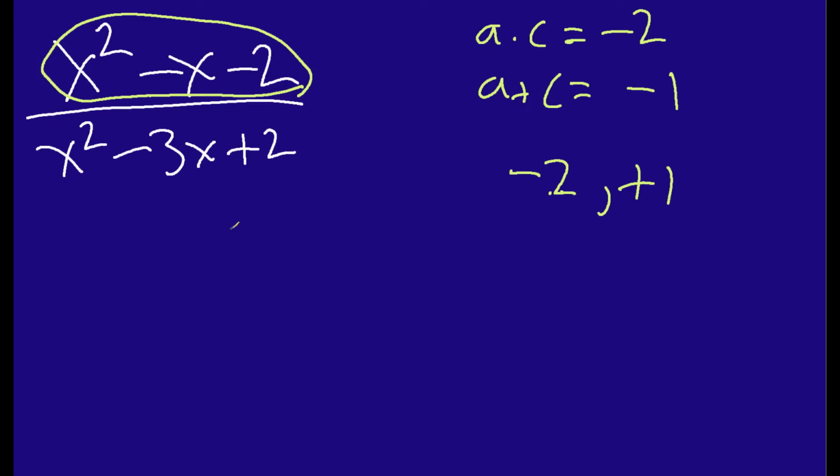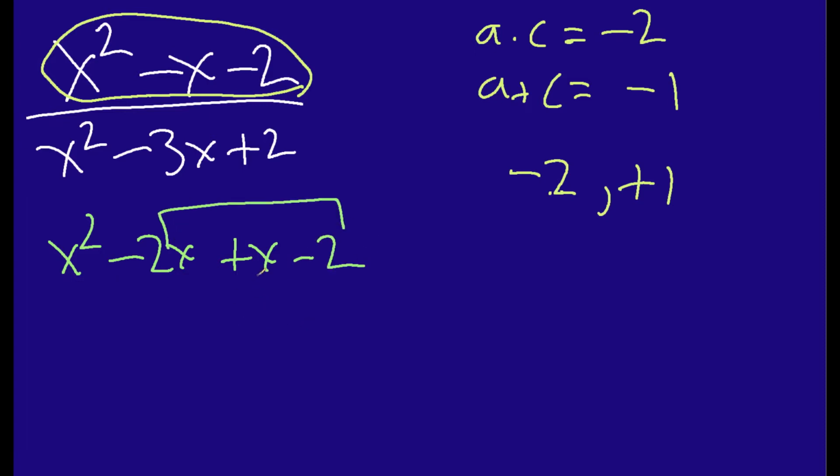So if I had to draw that, it will look something like this. I would have, let me give you a different color here, x squared, when I break it apart, x squared minus 2x plus x minus 2. And so we will group these two together like so, and group this one over here with this one. And so when I bring it down, it'll be like the following.